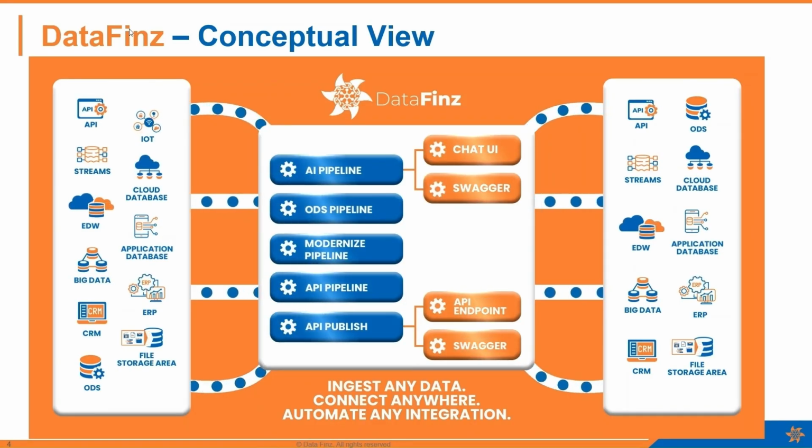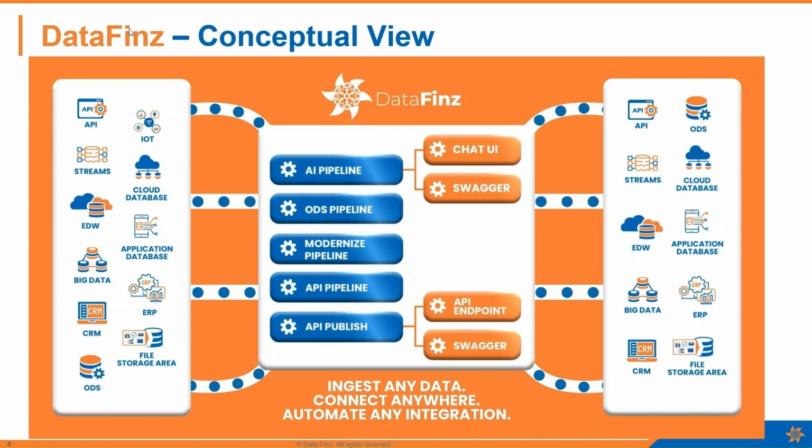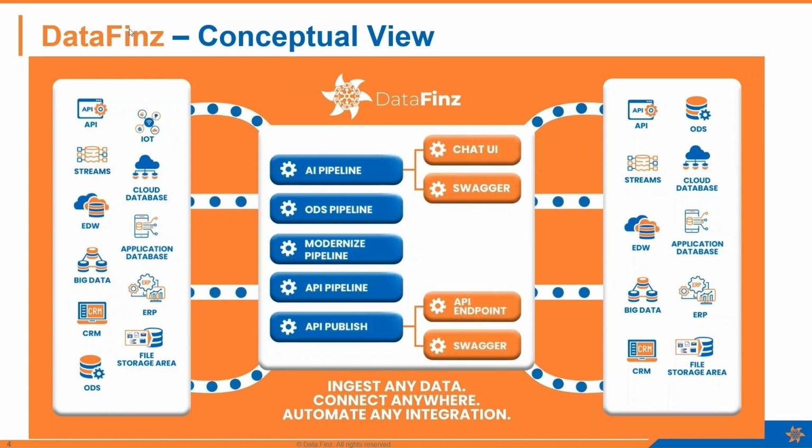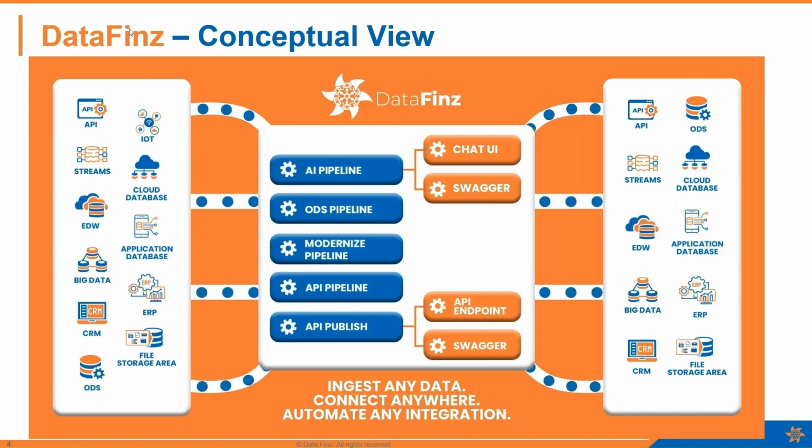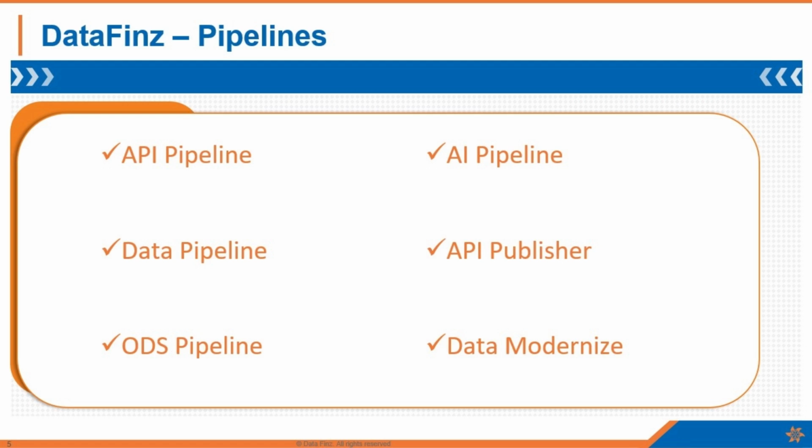DataFinz connects diverse sources from APIs and cloud and on-premises databases to enterprise systems using intelligent pipelines like AI, API, ODS, and Modernize. With built-in tools like Swagger and Chat UI, it enables efficient integration, publishing, and automated data flows. DataFinz offers a powerful pipeline framework supporting API, AI, and data integration, along with ODS, API publishing, and database modernization.